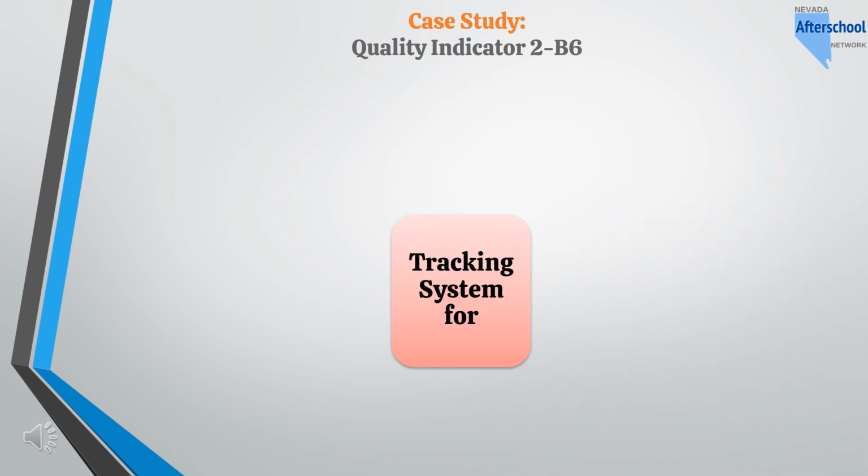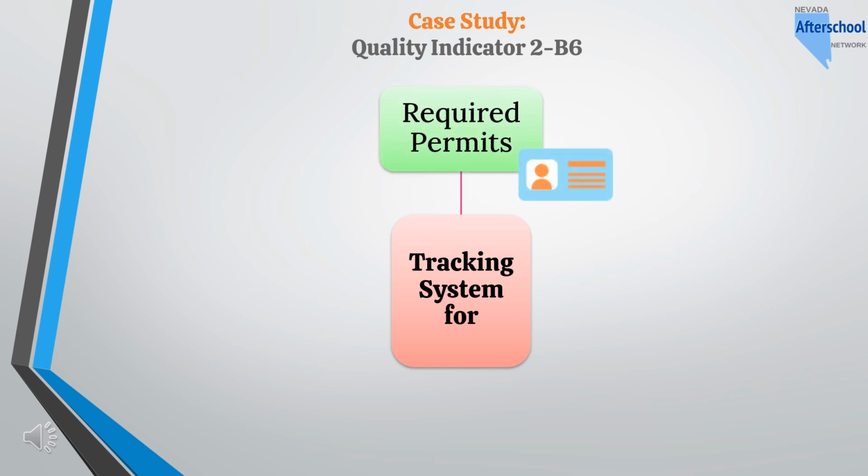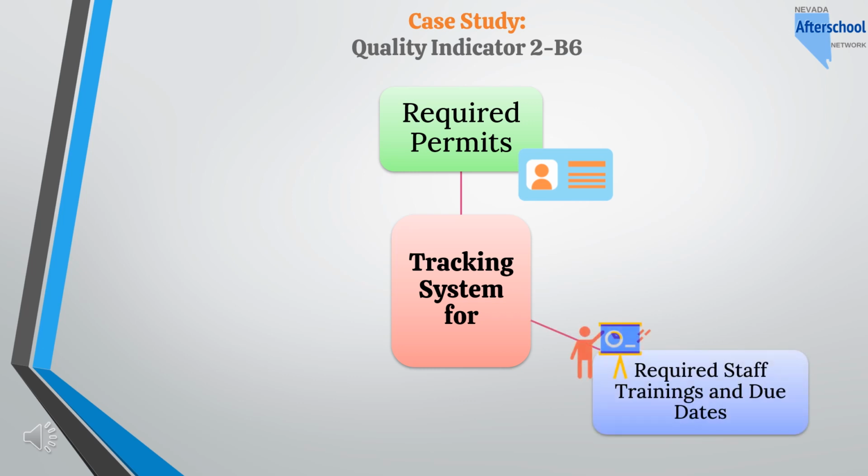For Indicator 2-B6, it is important to have a tracking system in place. This includes a list of all permits that are required in order to maintain compliance, a list of required staff trainings, as well as the due dates for each training for each individual staff member. In most programs, staff have different start dates, so they will have different due dates for required trainings.